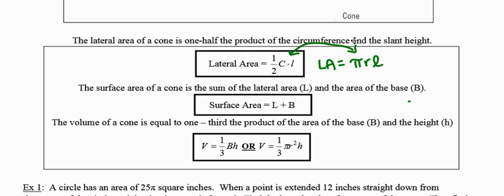The surface area of a cone, just like the pyramid, is going to be the sum of its lateral area and the area of its one single base. And then just like the pyramid, the volume for a cone is 1/3 of the product of the area of the base times the height. Or if you want to, you could say 1/3 times pi times the radius squared times the height. And if you think about it, that pi r squared is really the area of the base. So again, it's two different ways to name the same exact formula. You should pick and work with whichever one you're most comfortable with.